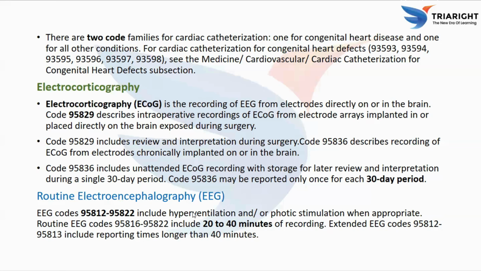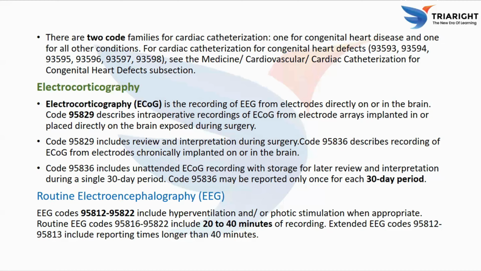And next is EEG, routine electroencephalography. The CPT code range is 95812 to 95822. These codes are for routine EEG studies which are not invasive. What is included here? EEG recording, hyperventilation, and photic stimulation, nothing but flashing lights. These are included when clinically appropriate and are not separately billable.